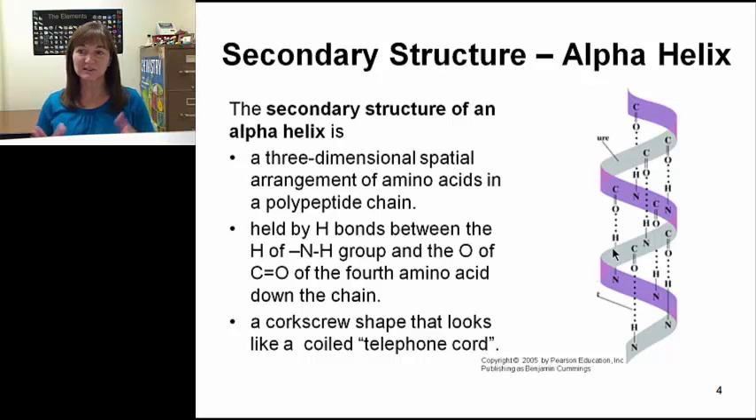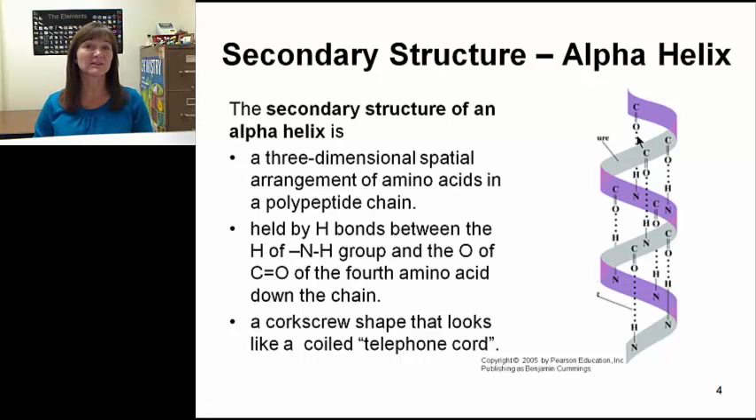So what do I want you to know about the alpha helix? I want you to know that it is a secondary structure. It makes that coil or corkscrew shape. And I want you to know that it's held together by hydrogen bonds. Okay, so you don't have to know that it's every fourth amino acid, but I do want you to know that it's held together by hydrogen bonds, and that hydrogen bonds are occurring within groups off the backbone.